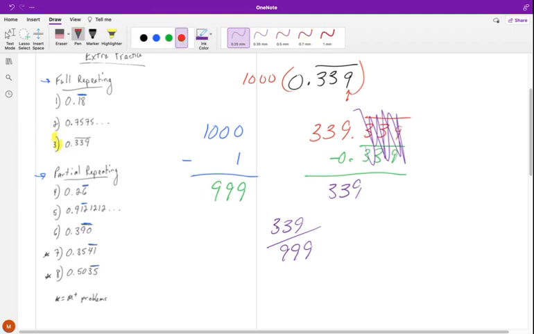I see here 339 and 9. I know 3 goes in all those, so I don't even have to check by the addition, but you can if you want. So this gives me 113 over 333.